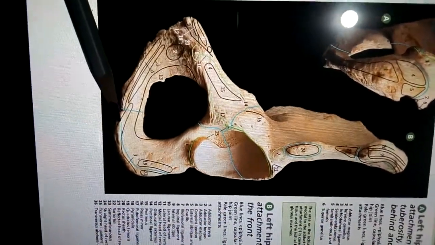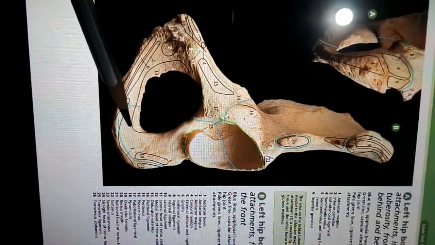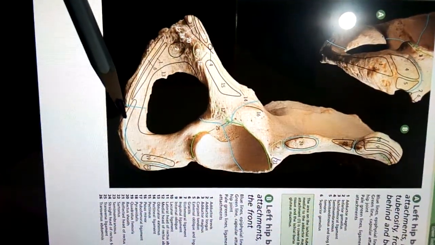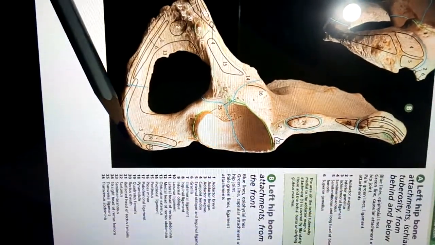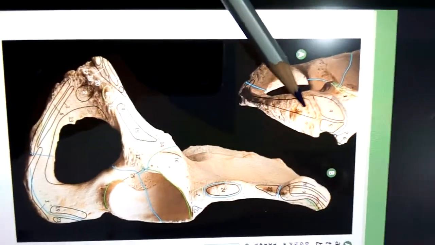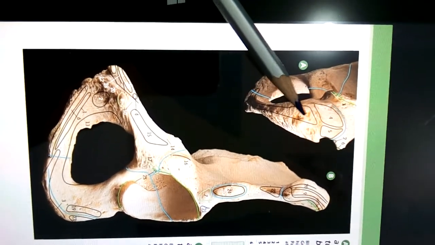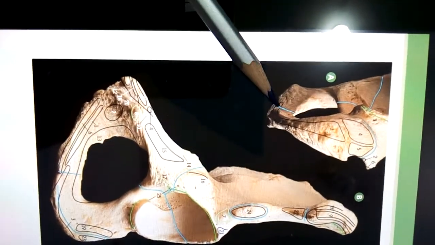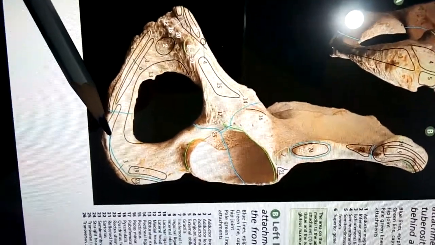Adductor magnus has 2 parts. The adductor part takes origin from this ramus of ischium. Okay, and the hamstring part of the adductor magnus takes origin from this ischial tuberosity. You can see from here also, here is the adductor magnus. This one is the hamstring part on ischial tuberosity, and this one here and this one here on the ramus of ischium is the adductor part.